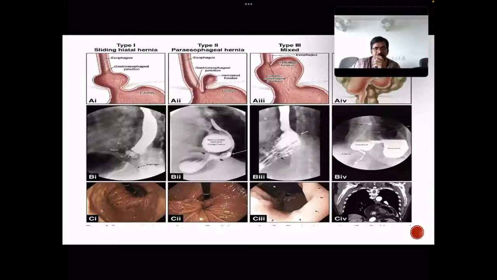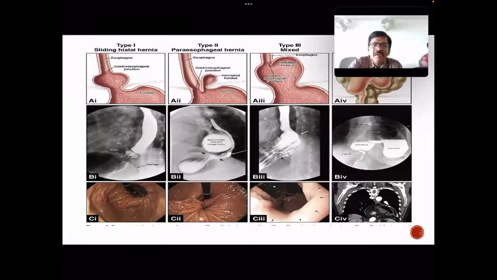So this is type 1. In the barium meal swallow, we can see the gastroesophageal junction, along with some part of the stomach, ascended. In type 2, we can see a separate gastric fundus. In type 3, we can see the GE junction ascended and also a part of the fundus protruding separately. This is type 4, where obviously you can see some part of the colon ascended.